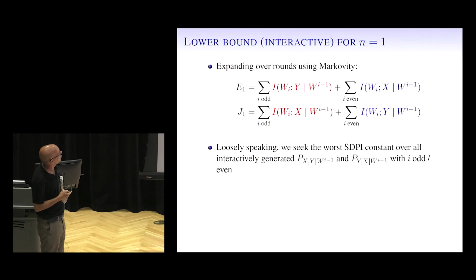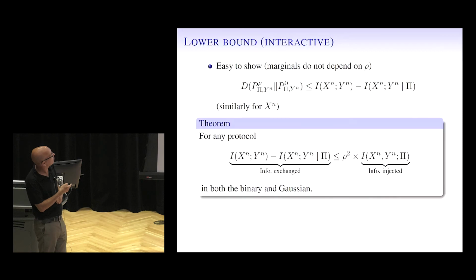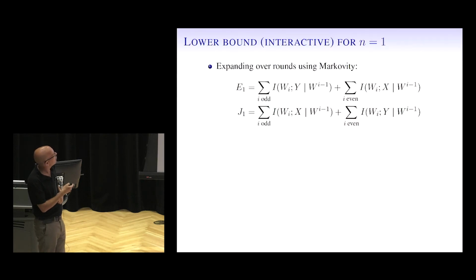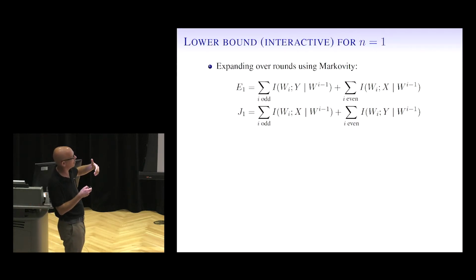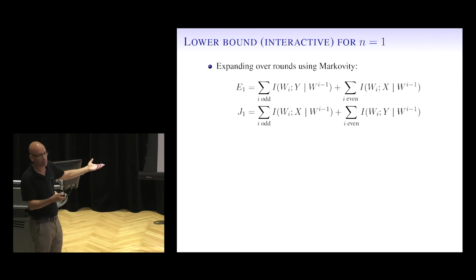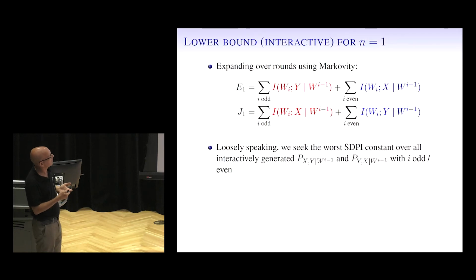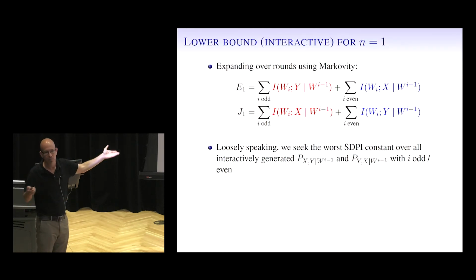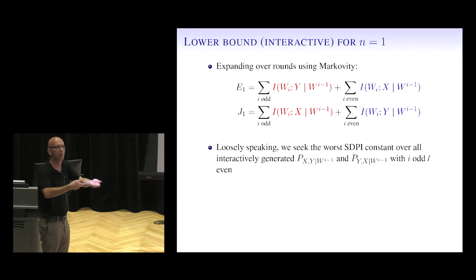Okay, I'm not going to show you how to prove this. I'm just going to tell you that if you expand these two terms, the one that is exchanged and the one that is injected, according to coordinates, you get this kind of expansion. And then if you could prove an SDPI for each component, for every round, then you would be done. So you need an SDPI that is sort of the worst case over the rounds in some sense. You have to take care of how the distribution changes over time.